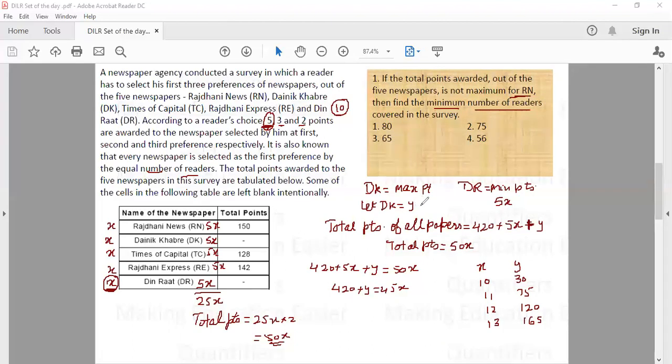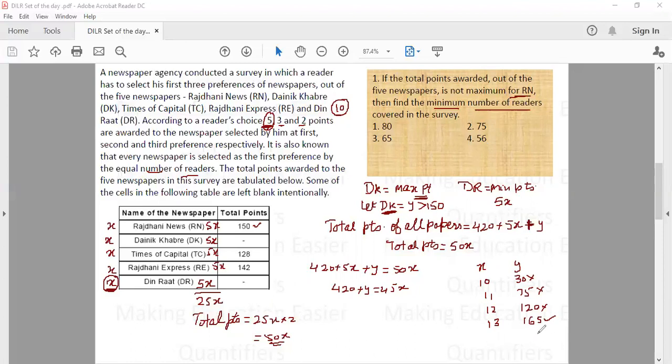But we are assuming that dk is the one who is getting the maximum points. I have assumed the total points of dk to be y. This y should be more than the points of Rajdhani Express, which means 150. That means these 3 cases are not acceptable, and this is the first case which is acceptable, right? And since the question is asking for the minimum number of readers, we have to find the minimum value of x.